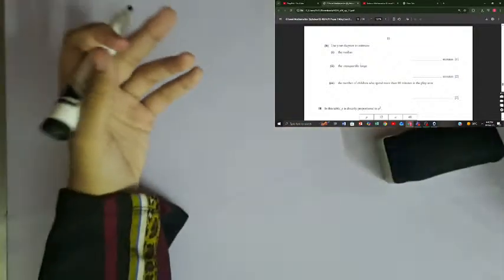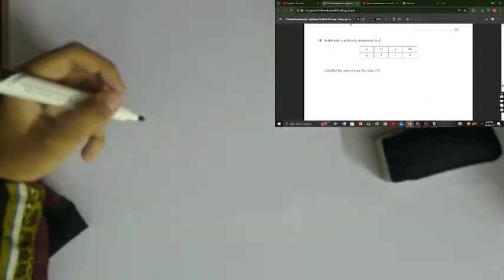In order to find this, what we need to do is go to the diagram, go to 80, and then see the frequency that it corresponds to, and then subtract that from 60 in order to find the total number of children who spend more than 80 minutes, right?